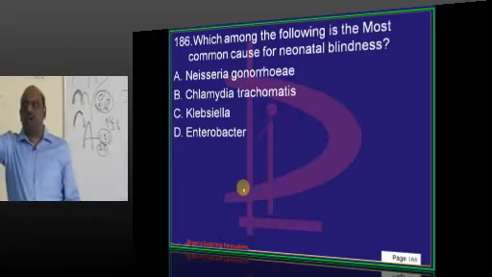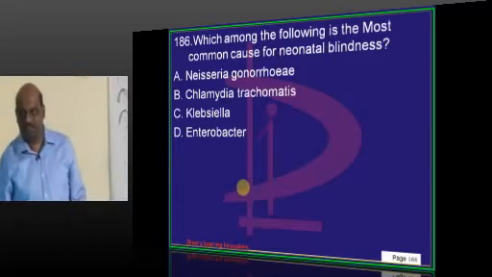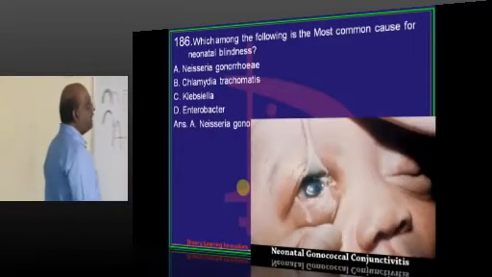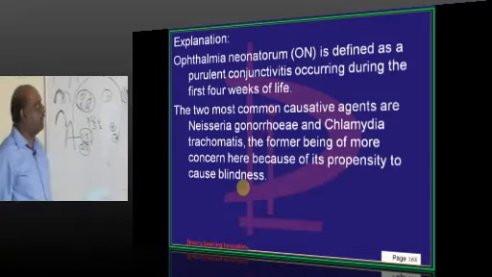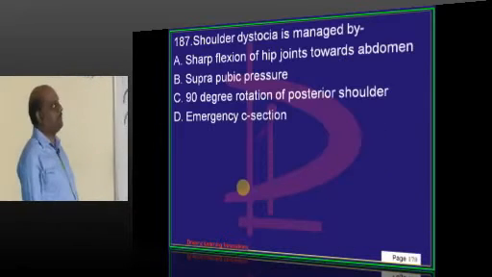What is the most common cause for the neonatal blindness? It is the Neisseria gonorrhea, which leads to ophthalmia neonatorum.